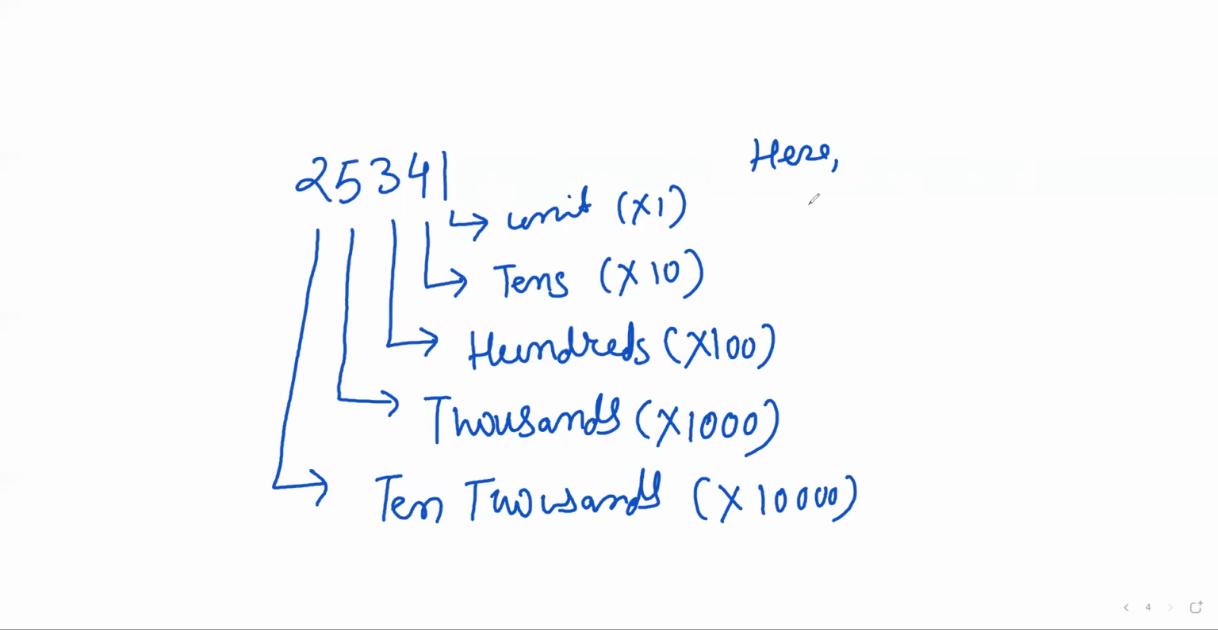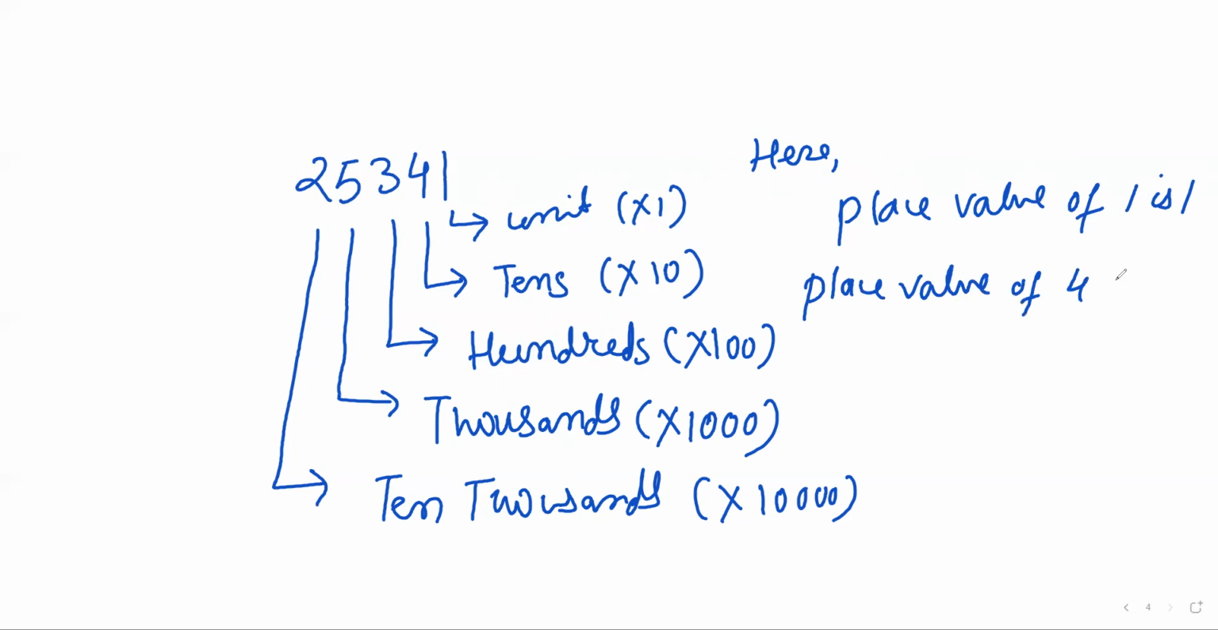Now here, what is the place value of 1? Place value of 1 is 1 because it is placed at unit place. Place value of 4: 4 is placed at tens place, therefore multiply 4 by 10, that is 40. Place value of 3: here 3 is placed at 100 place, therefore multiply 3 by 100, that is 300.